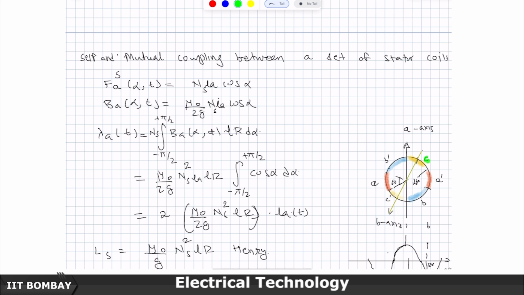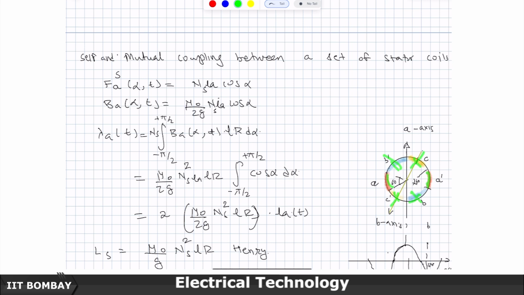And then the C phase: after that, 60 degrees gone, 60 degrees gone, then I start my C winding, and correspondingly the return part C dash will create a magnetic axis somewhere here, which is another 120 degrees apart. So this is the geometry. Now, first, self inductance.